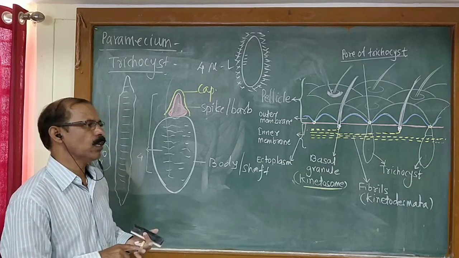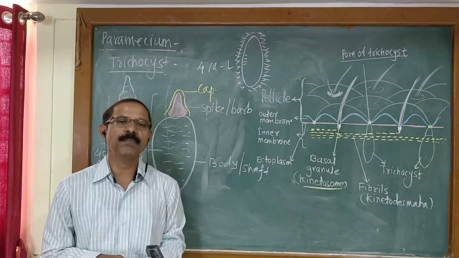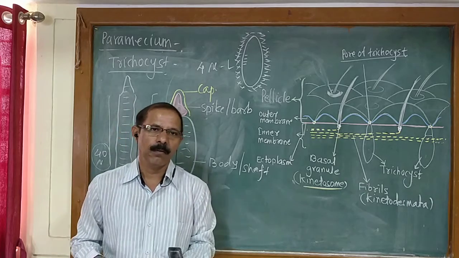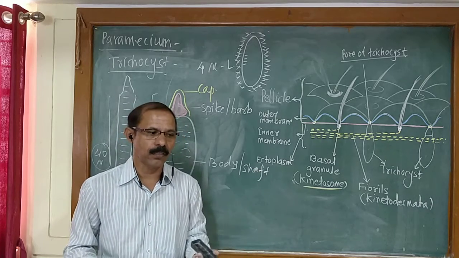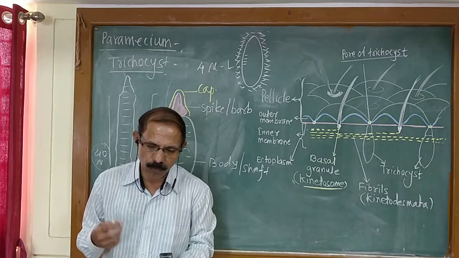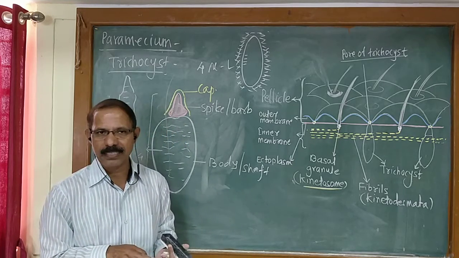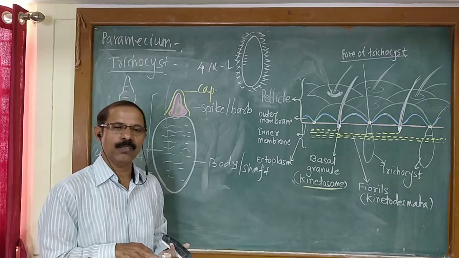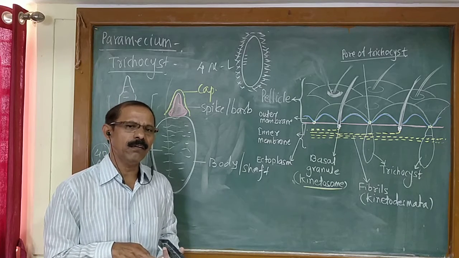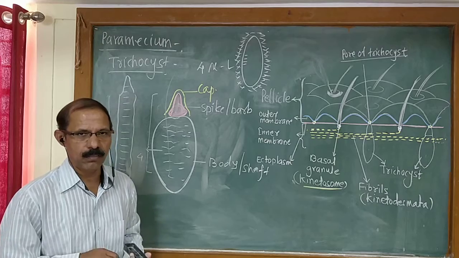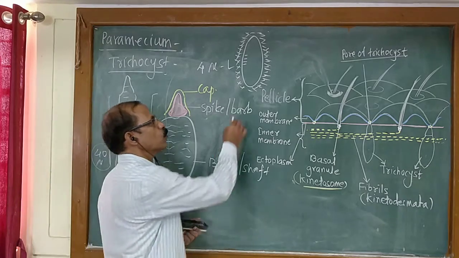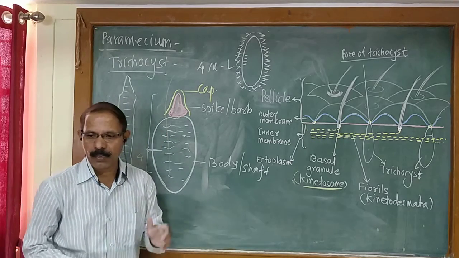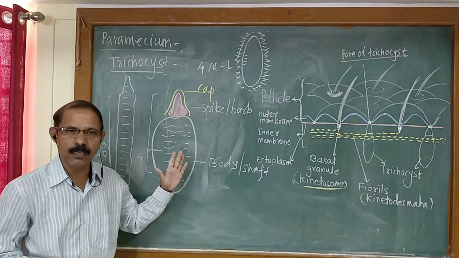Secondly, trichocysts are also used during the capturing of food material, anchoring the food material. So this is also an important function, during food capture or feeding. And third, when paramecium is injured, it also discharges trichocysts.